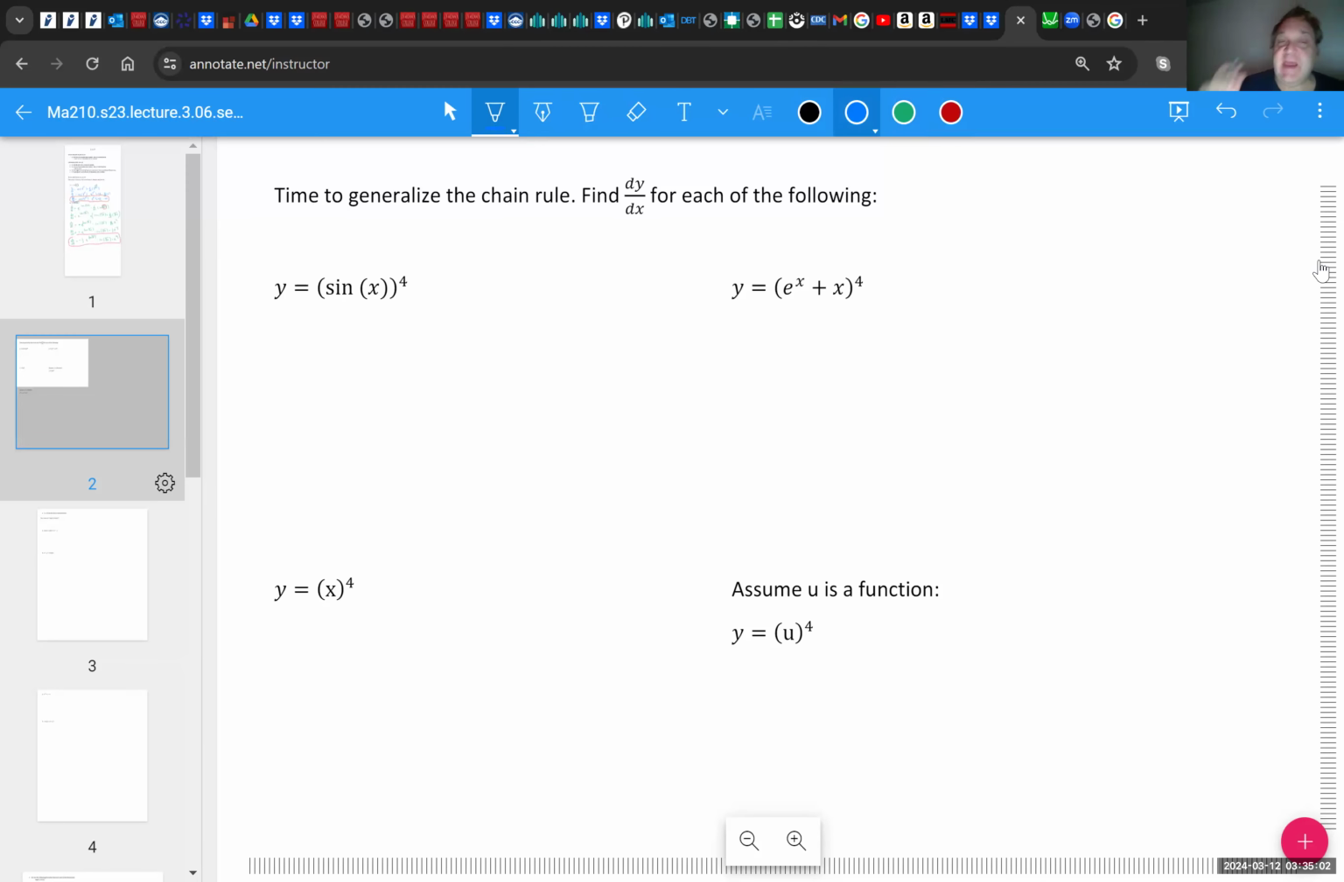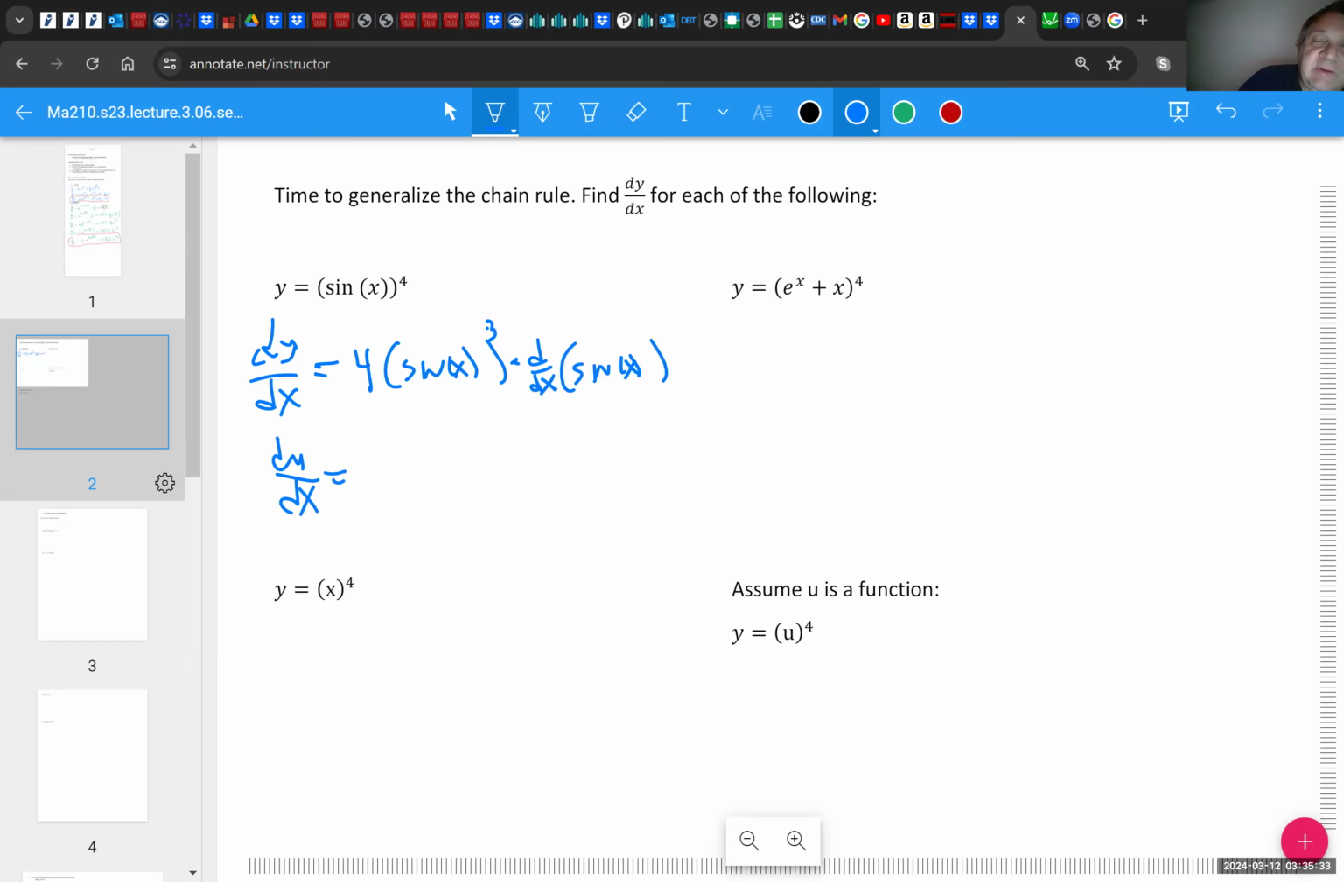The first one, we have sine x raised to the fourth. We have thing to the fourth. So the derivative, dy/dx, output variable y, input variable x. So the derivative of thing to the fourth is 4 times thing cubed times the derivative of the thing. And you may know what the thing is. That's the inside, sine x. Like I said, a simpler version of the warm-up problems I did just a couple minutes ago. And the derivative of sine is cosine, and we're good.